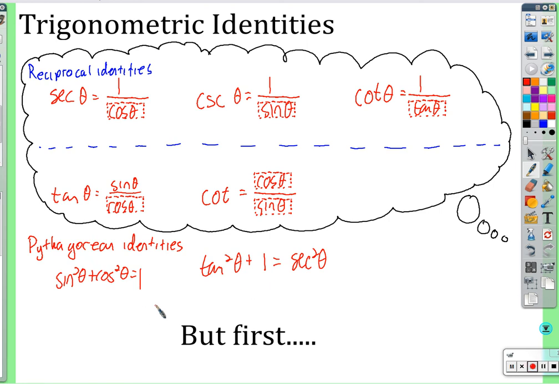1 over the cosine squared would be the secant squared. If we take this one and do the same thing, but divide everything by the sine squared, we get 1 plus cotangent squared equals 1 divided by the sine squared, which would be the cosecant squared. So we're going to rewrite some trigonometric expressions using these identities.